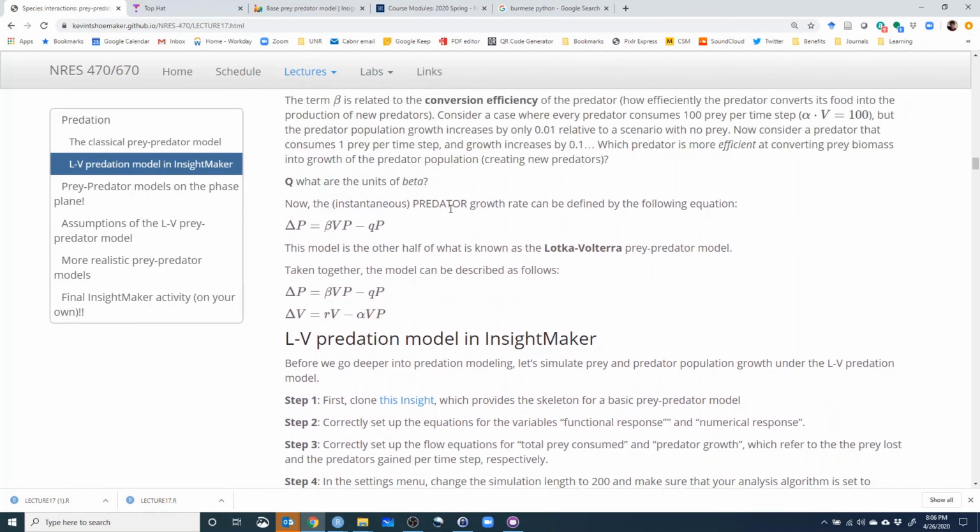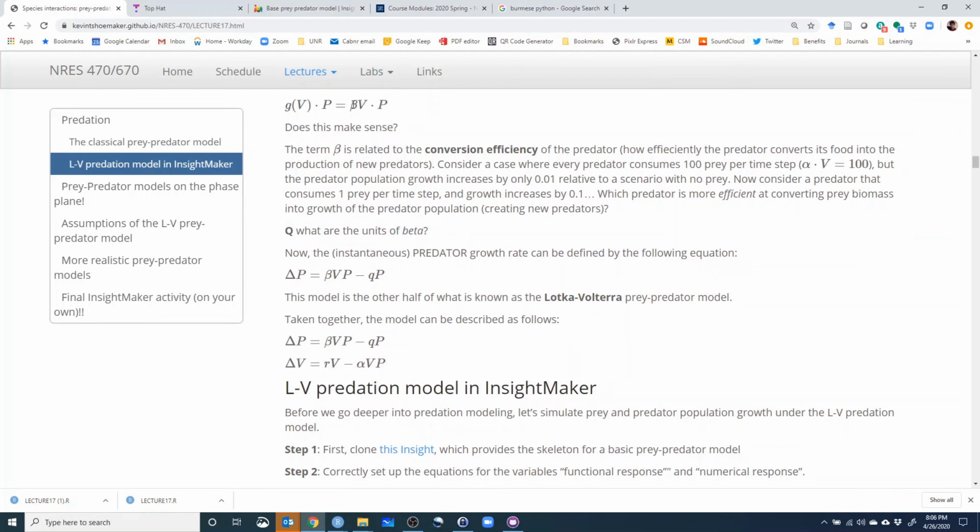All right, so we can now add this term, this beta times V times P term, to this negative Q times P, right? This is the number of new predators added due to prey consumption. This is the loss of predators in the absence of prey, right? And so you can put those together. This represents the natural rate of mortality of the predator population, and then we can just add this extra growth that is due to prey consumption, and that gives you the total growth of the predator population.